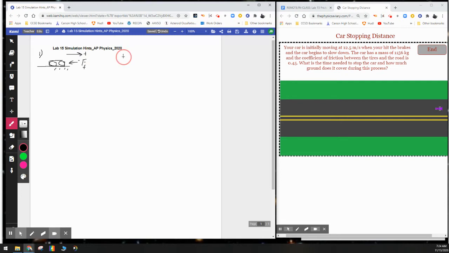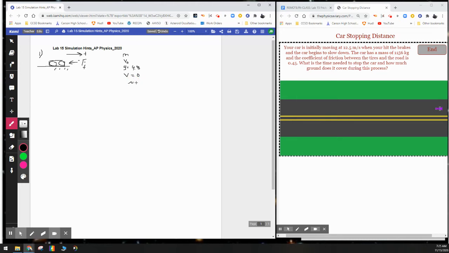So we are given the mass of the car. We're given the initial velocity, and we can assume we're on the Earth, so g, we'll go ahead and take to be 9.8. And when it comes to rest, or when it comes to a stop, the final velocity is going to be 0. We're also given the coefficient of friction, mu. So we're given all this information here.